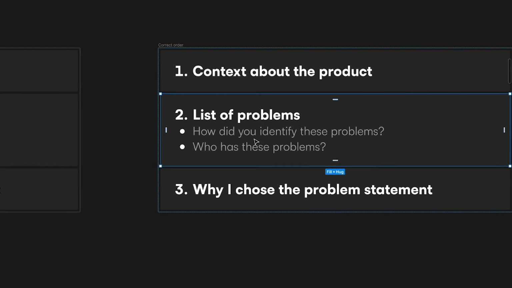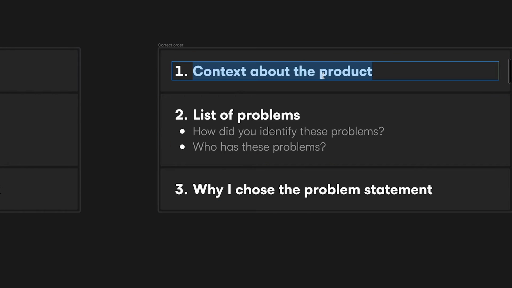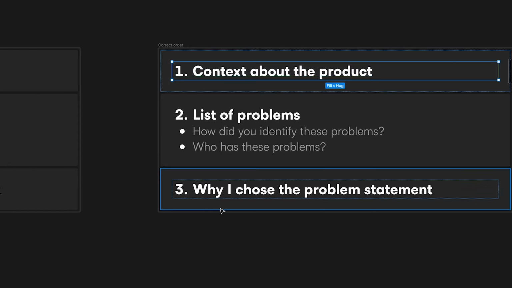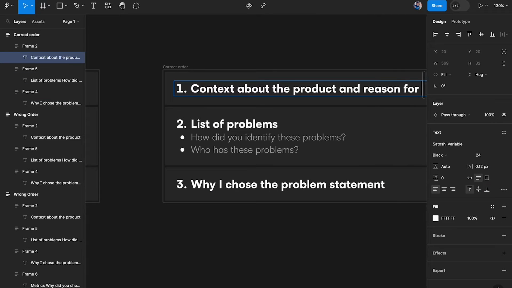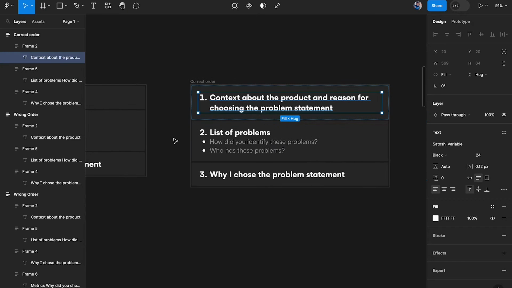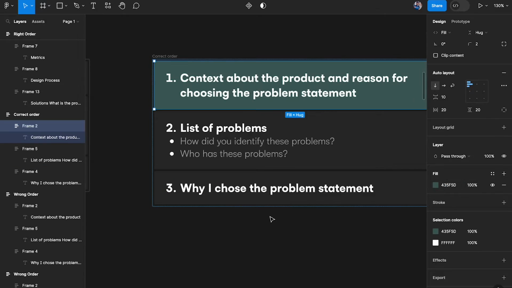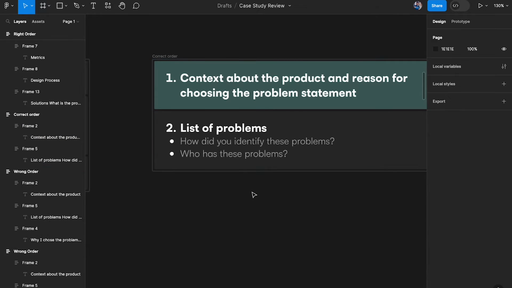So combine these together. And then you can start talking about the project and the case study, right? Because when you're talking about the problem statements, you're already into the details of the project and the case study, right? So talking about this suddenly in the middle is out of place, okay? So here I'm going to say context about the product and reason for choosing the problem statement. So this would be the correct order. I'm going to go ahead and just highlight this in a green color so that you people won't get confused over here, okay? And I'm going to delete this, okay?